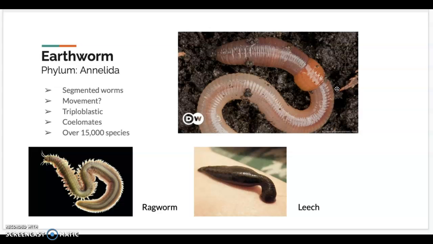And lastly, there are about 15,000 species of annelids, which include the earthworm, obviously. And also on your bottom left, there is a ragworm. And on the right, there is a leech, and in these two you can also see the segmentations. Those are just examples of a couple of other organisms in the phylum.